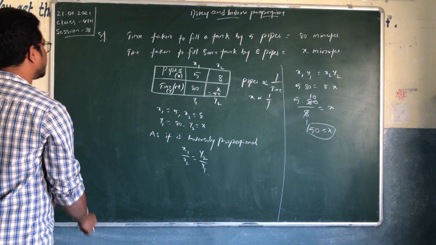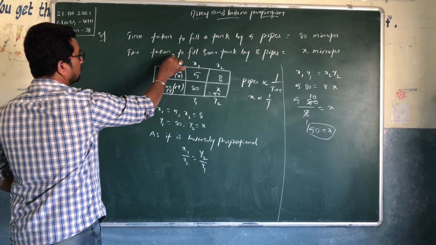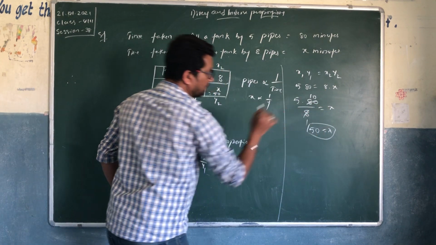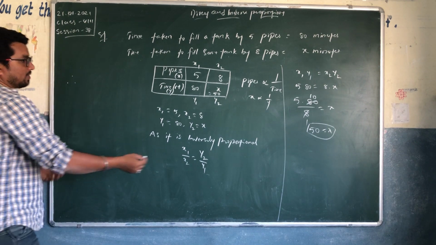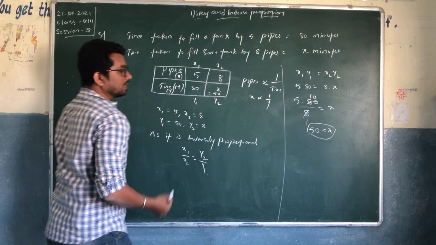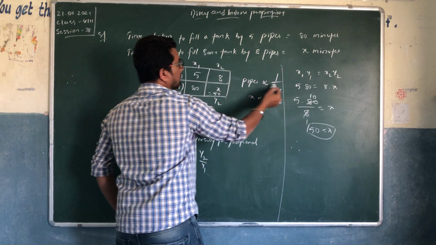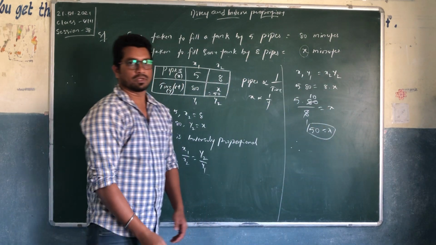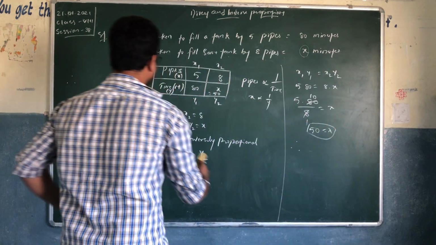Write it in the last step. Therefore, same step: time taken to fill the same tank by 8 pipes is equal to 50 minutes. After this step, keep therefore and write down this step again, and in the place of x put 50. That's it. So this is your first sum for today. Let's see the other one.